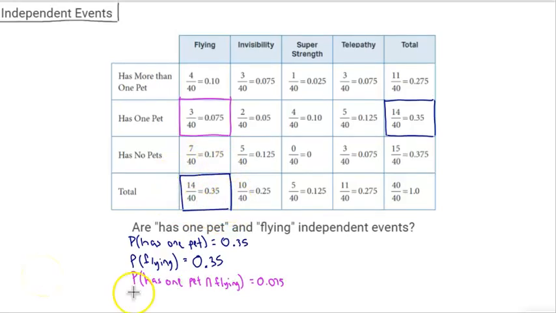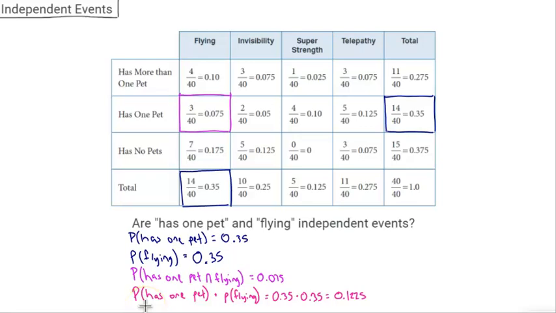The probability of has one pet and flying is 0.075 from this box right here where the two events overlap. If we multiply the probability of has one pet times the probability of flying, we get 0.35 times 0.35, which is about 0.1225. Because these two numbers do not match, the events are not independent.